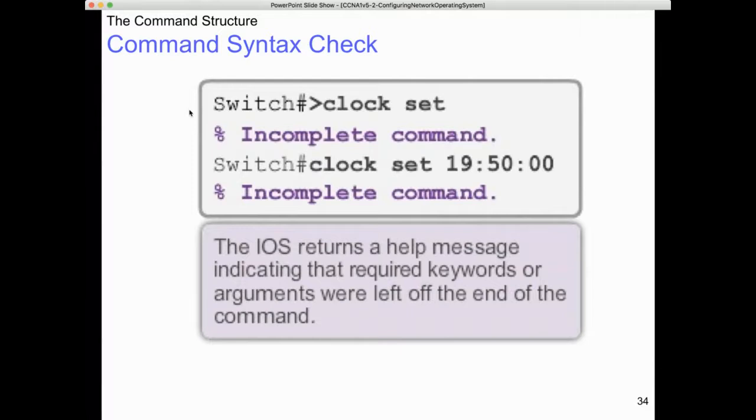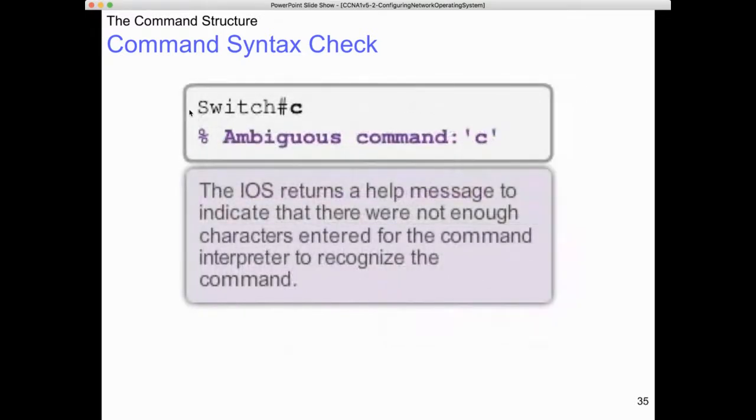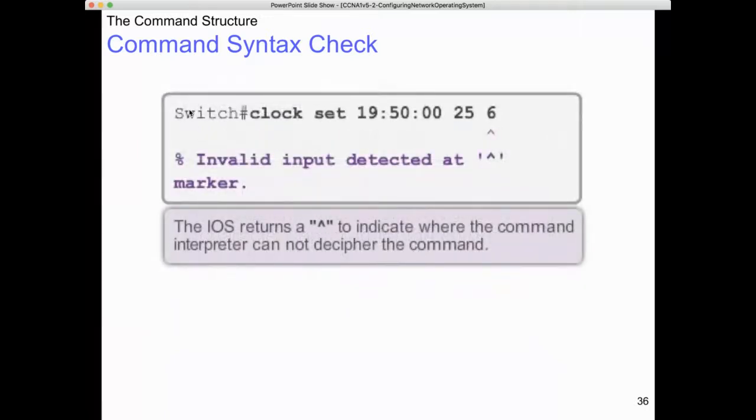If you type a command and it's not finished, it'll give you the error message, incomplete command. If you type a command and you blow its mind, it'll put up a little marker telling you where it got lost. You typed something it didn't understand. C: what can C be? What could be clock or clear? It tells you that's not enough. You can abbreviate, but you have to put in enough.